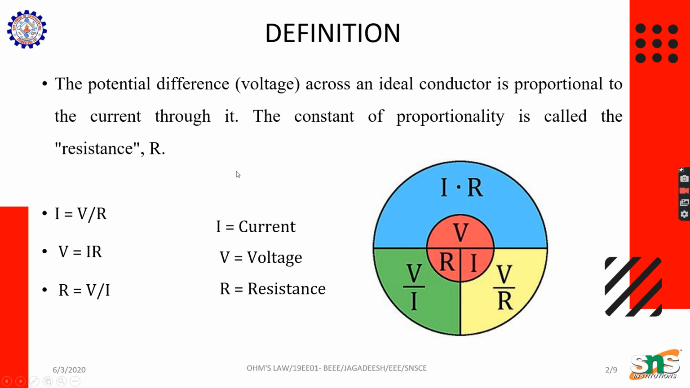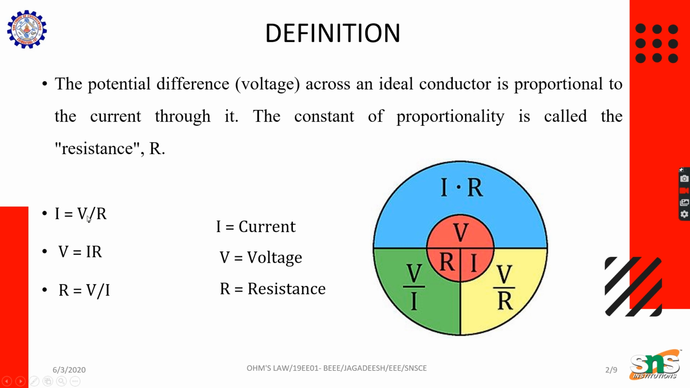The current flowing in a line is directly proportional to the voltage and inversely proportional to the resistance of the conductor. So when the voltage is increased, the current increases proportionally, but when the resistance is increased, the current will decrease. That is the relation between voltage and current. I is equal to V by R. So I is directly proportional to V, and inversely proportional to the resistance R.